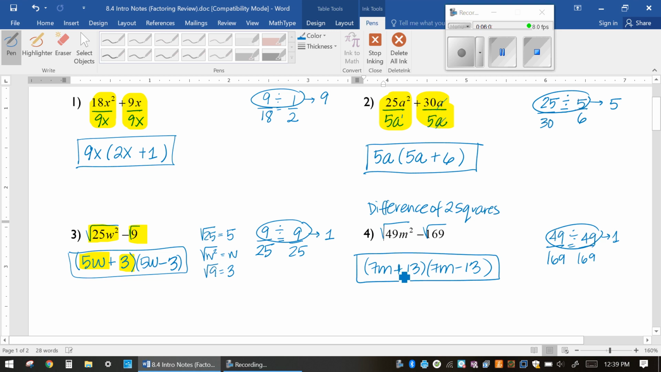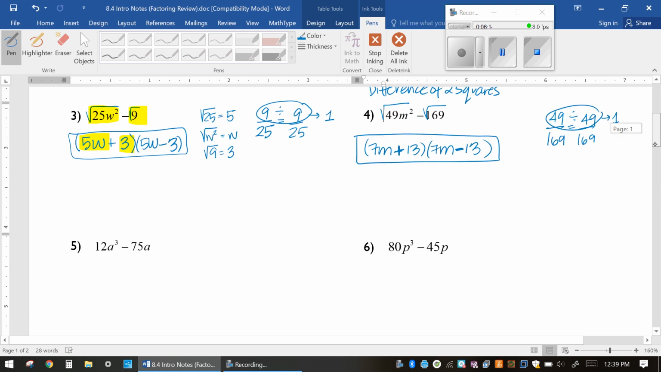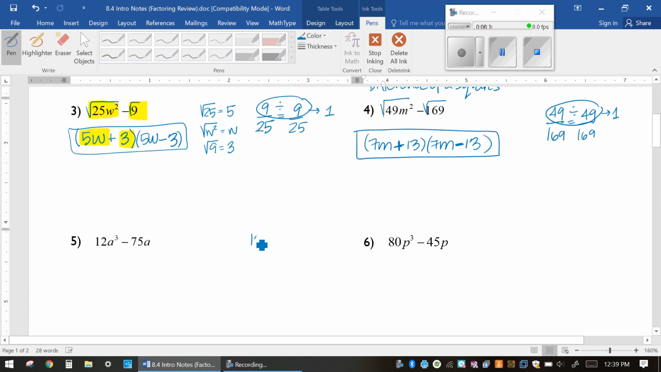Make sure that you have one with a plus and one with a minus in your answer for the binomials. Okay. Always check for GCF. So I'm going to take a minute and see if I could reduce 12 over 75. I can. I get 4 over 25. That means that the GCF is 3. They also have an a to the first power in common.